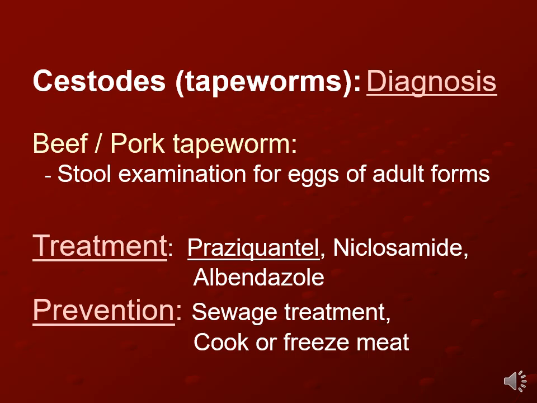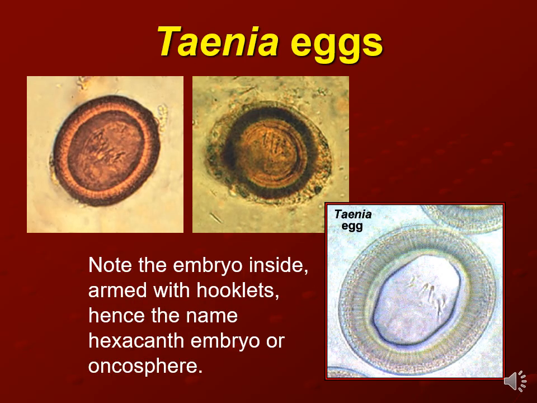Prevention, sewage treatment. Of course, if people don't defecate in the field, if they don't defecate on the grass to contaminate the pastures of those animals, then they would not be infected. So sewage treatment is essential, and cooking or freezing the meat as well will kill the cysticercae and it becomes non-infectious.